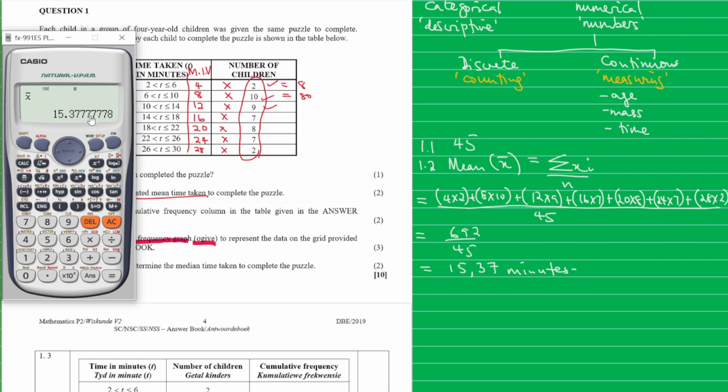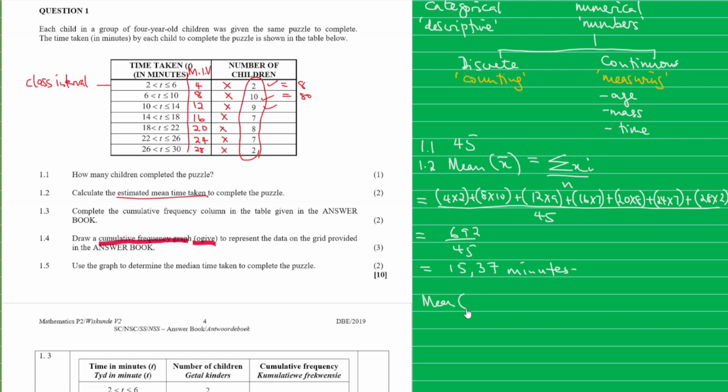Okay, 15.38. So in this case, we can say therefore our mean X bar is equal to 15.38 minutes. Yeah, we forgot to round off here. Remember when we divided, I think there was a 15.37 bar there. The bar indicates that the 7 is recurring, so we were supposed to write this to 15.38, round off to 2 decimal places.